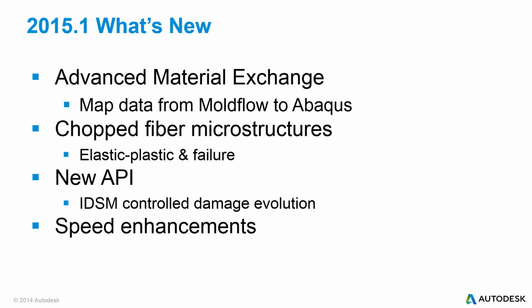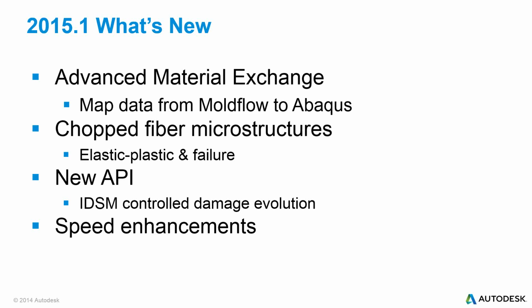On the back end, or in the solver, the portion that works with the finite element analysis as a user-defined material, we added support for chop fiber microstructures. This is the portion that allows us to use that map data from Moldflow to Atticus using the Advanced Material Exchange in a nonlinear analysis. So we can use fiber orientations, residual stresses and strains, and we can actually use an elastic plastic material law and predict matrix rupture or failure.